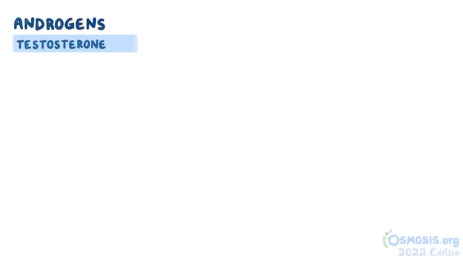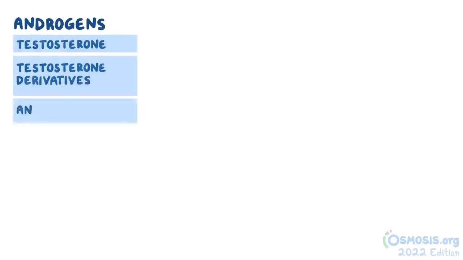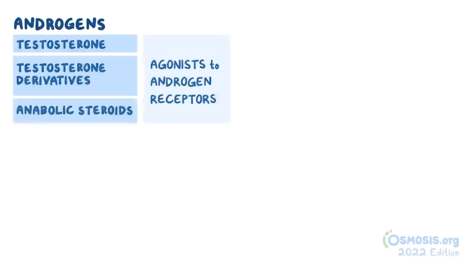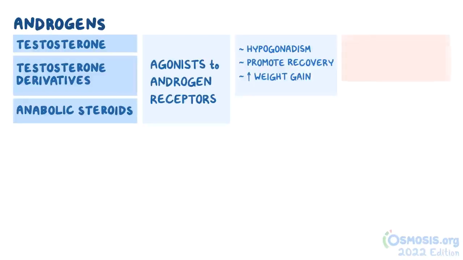Alright, as a quick recap, androgens include testosterone, testosterone derivatives, and anabolic steroids. They all act as agonists to androgen receptors. Testosterone and testosterone derivatives are used in the treatment of hypogonadism, to promote recovery after a burn or injury, and to boost weight gain in patients with wasting syndromes like in cancer or AIDS. Their side effects include masculinization in females, gonadal atrophy, gynecomastia, and infertility.